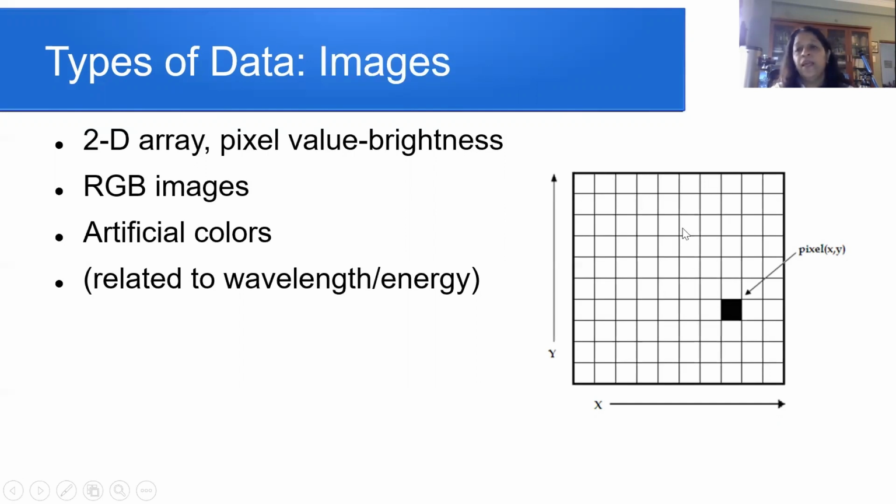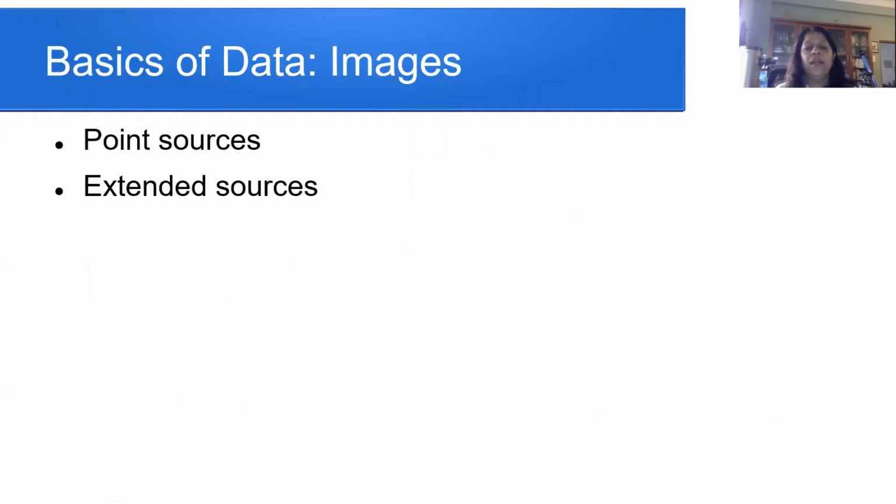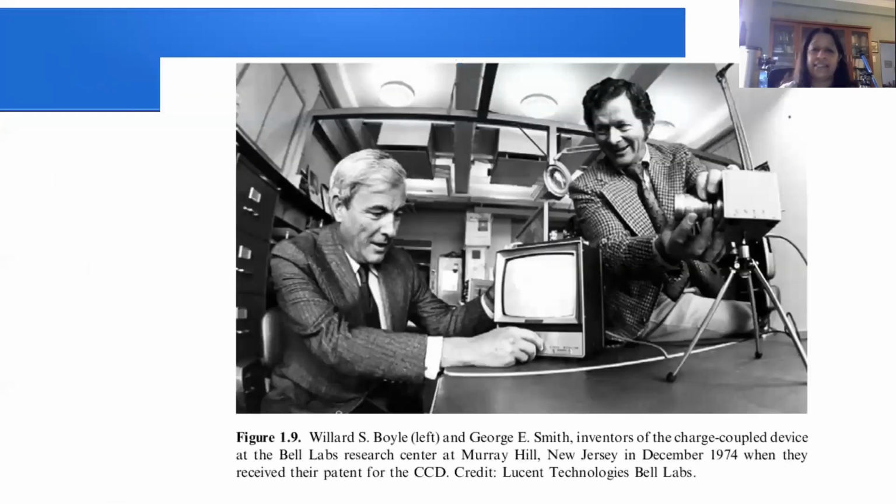Now you can use such an image to create what are called RGB images or color images. In astronomy, we often use what are called artificial colors also. You may give colors to an object depending on its wavelength or its energy. So for example, you may show your higher energy objects as bluer, your lower energy objects as redder, and hence artificially create an image of the object which you're looking at. Now, what are the kind of objects you look at? You could either be looking at point sources or extended sources. Point sources, for example, a star, and extended sources, for example, a galaxy.